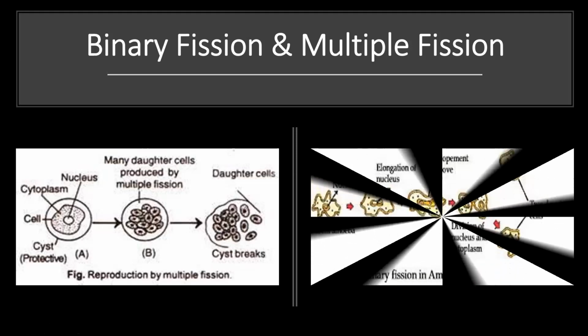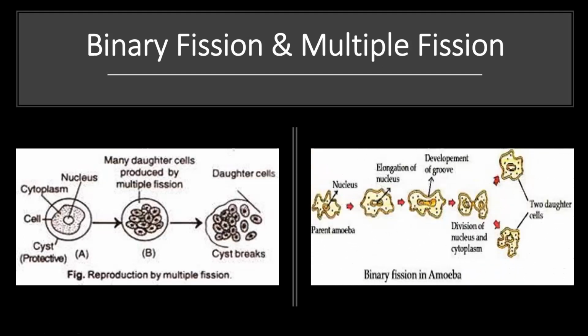Next, we go to binary fission. In binary fission, there is a parent cell which has a nucleus. Here we have taken the example of an amoeba. In an amoeba, the nucleus will elongate, that is, it will expand, and then there will be development of a groove. So if this is the cell, it will expand, then something like this happens, development of a groove.